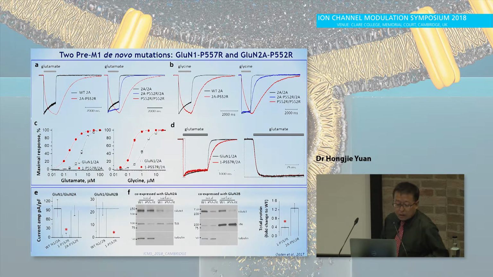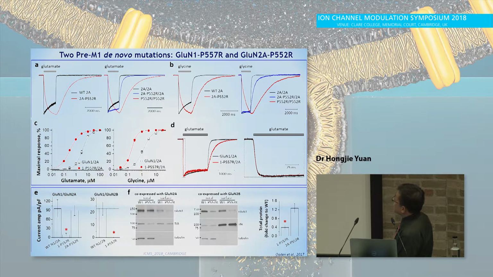We then did whole-cell patch-clamp on the transfected HEK cells. You can see the mutant receptor showed a slower deactivation time course to both glutamate and glycine. Surprisingly, the mutant receptor has a 60-fold slower response rise time. This data suggests that this mutant can influence the channel activation rate and agonist dissociation.